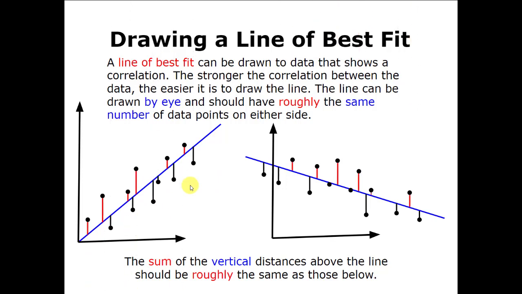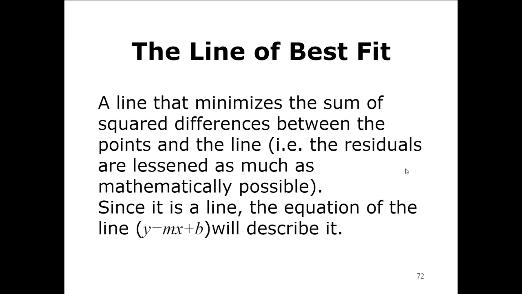These things flying in are the residuals. Scatterplot, residuals. The idea is to minimize the residuals or lessen the residuals as much as possible when creating the line of best fit. So we can say the line of best fit is a line that minimizes the sum of squared differences between the points and the line. In other words, the residuals are lessened as much as mathematically possible.